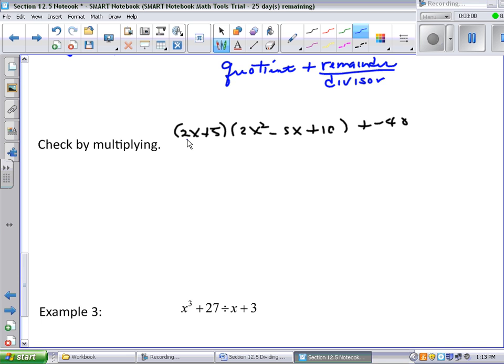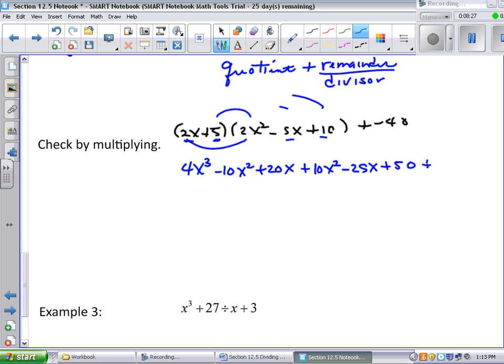All right, so I'm going to do 2x times 2x squared, which gives me 4x cubed. 2x times negative 5x gives me negative 10x squared. 2x times 10 gives me plus 20x. Then I'll do 5 times all three of them. 5 times 2x squared gives me 10x squared. 5 times negative 5x gives me negative 25x. And 5 times 10 gives me 50.